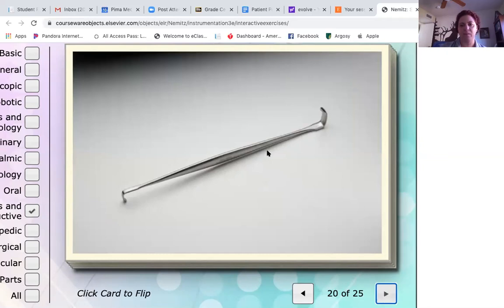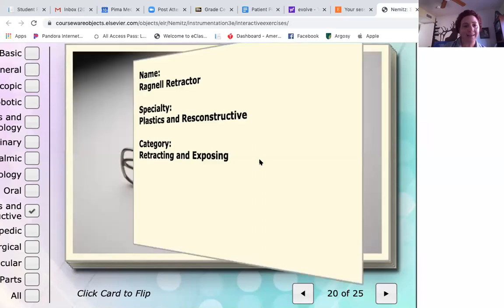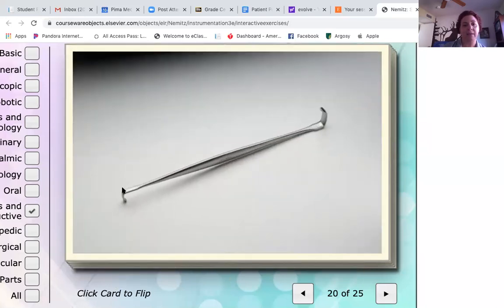This one is called the Ragnell. Let me show you how to spell it. Ragnell. Rag with a nell at the end. Kind of looks similar to the Senn, except it has a little baby right angle end where the rake would be, and then a little bit longer right angle end. This is pretty standard in any plastic set that you'll have. The Ragnell handheld retractor.